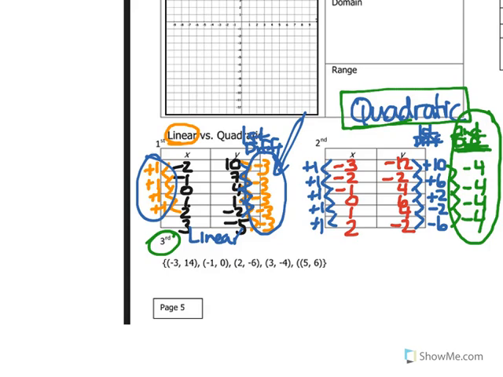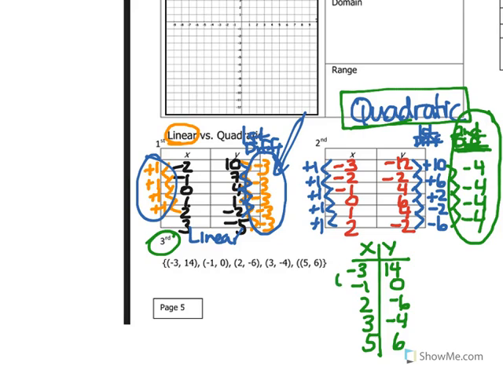So personally, I like to look at these points in a table versus stretched out like this. So we have negative 3, 14, negative 1, 0, 2, negative 6, 3, negative 4, and then 5, comma, 6. Now, you look at your x values, they're not going up by 1s. They're not going up by any constant pattern because it went up by 2 here, then 3, then by 1, and then by 2. So there's no real pattern to our x's.